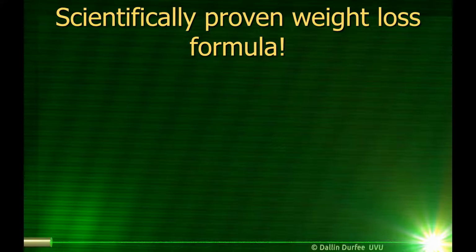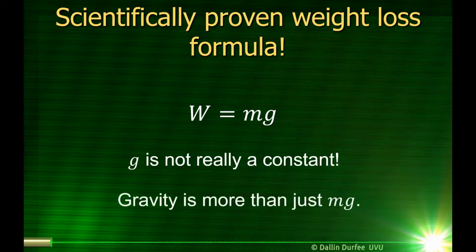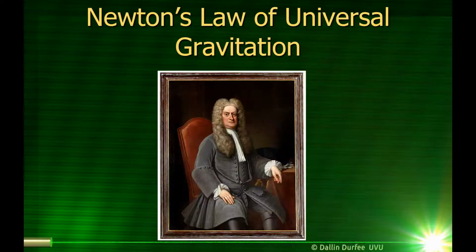All right, now, according to science, weight is mass times gravity. That's the formula. If you want to reduce your weight, you have two options. You can reduce your mass, or you can reduce g. There it is. Wait a minute. Wasn't g a constant? Well, it turns out g is not really a constant, so this can actually work. Or in other words, gravity is more than just mg. And that's what we're going to be talking about today.